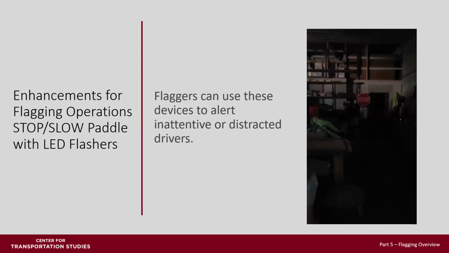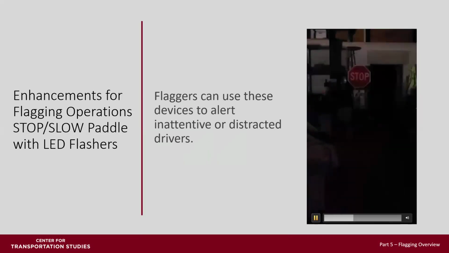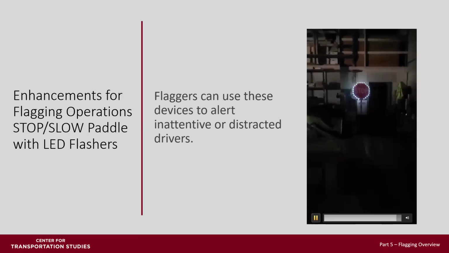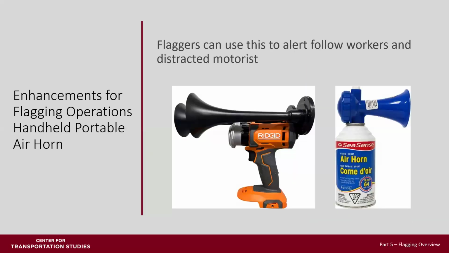The Minnesota Manual on Uniform Traffic Control Devices contains options for enhancing the stop-slow paddle by incorporating flashing lights into the sign. Another enhancement for flagging operations that was included in the video is that flaggers can use horns to alert fellow workers and distracted motorists.